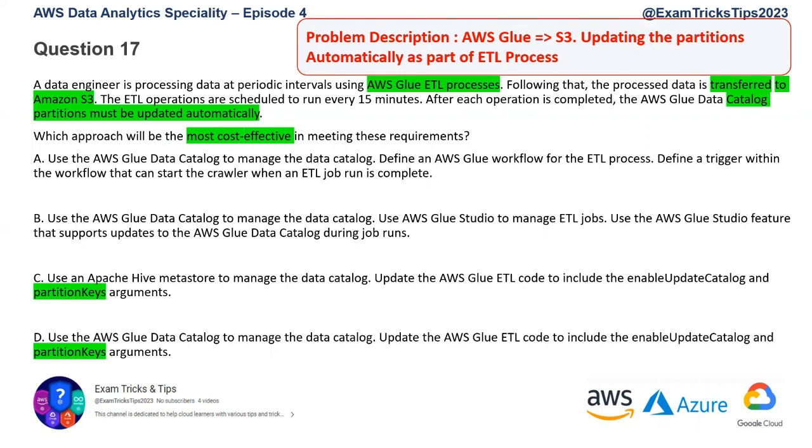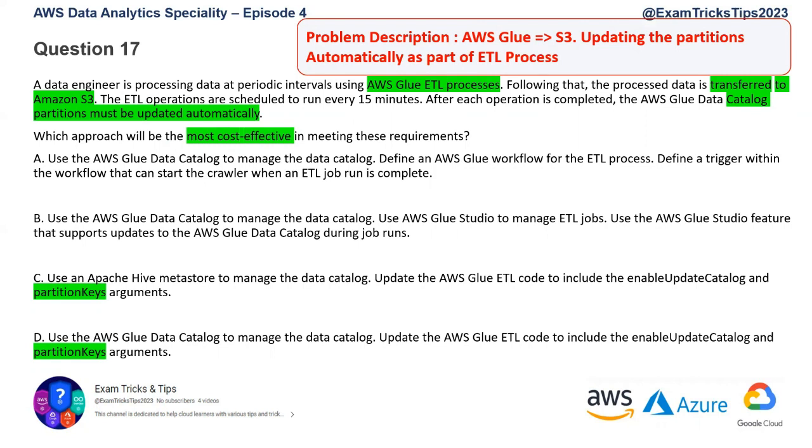So we are dealing with the Glue ETL process here. Data is being moved to S3. And what we want here is automatic updating of the partitions as part of the ETL process. Now we are dealing with partitions here. I think that's one of the key.